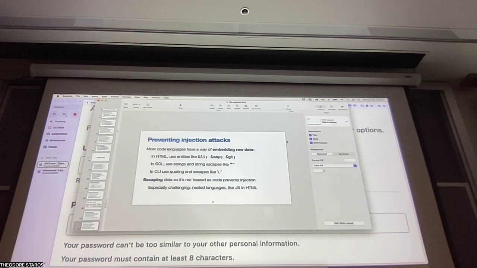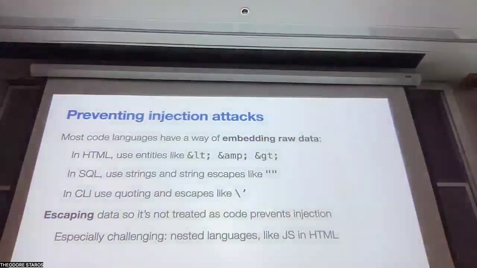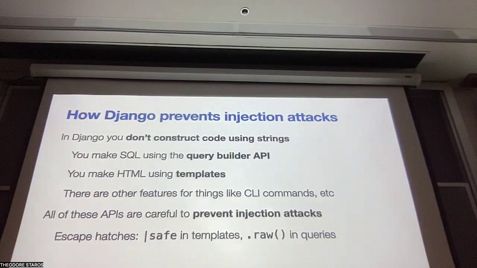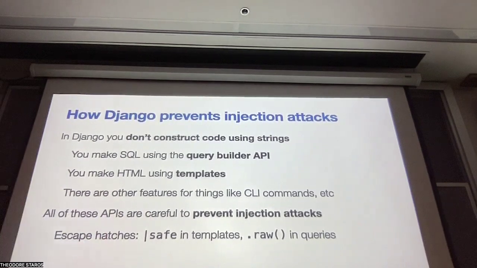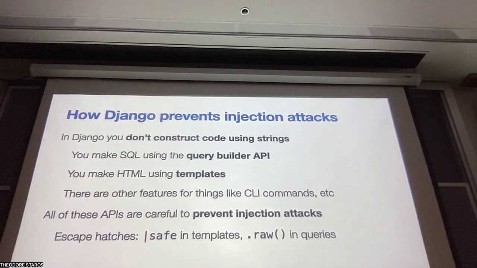That's just life. Okay, so let's talk about how Django helps you out with this. The great thing is that Django has wrappers around a lot of the cases where you might want to construct code. So in Django, you typically don't write Python code that outputs HTML, you instead execute a Django template. And in a Django template, anytime you do those double curly braces, it automatically performs HTML escaping.